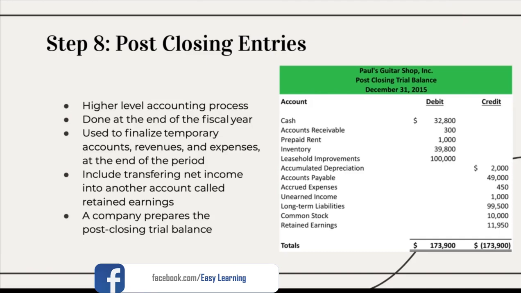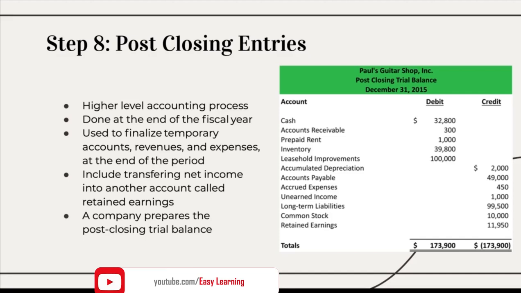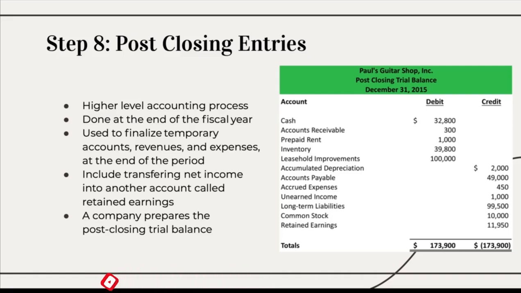Now, the final step is done at the end of the fiscal year, and it is to post closing entries. This step has to do with higher level accounting, so you don't need to worry about it for now. If you still do want to hear about it though, a company has to finalize temporary accounts, revenues, and expenses at the end of the period using closing entries. These closing entries include transferring net income into another account called retained earnings. Finally, a company prepares the post-closing trial balance, as shown on the right, to ensure debits and credits match and the cycle can begin anew. To the right is what a post-closing trial balance looks like.